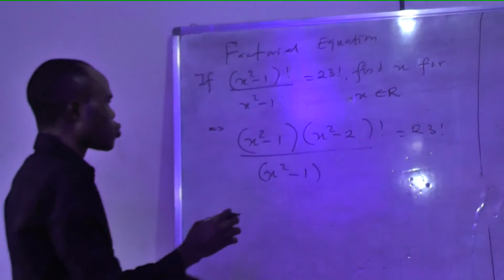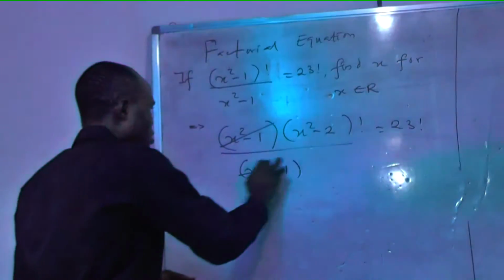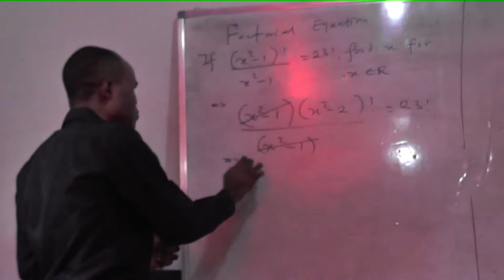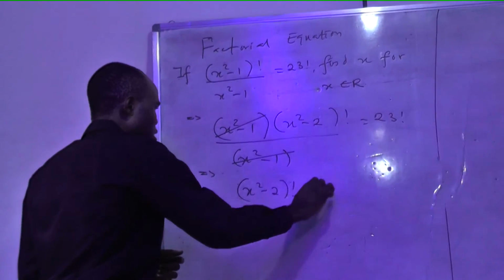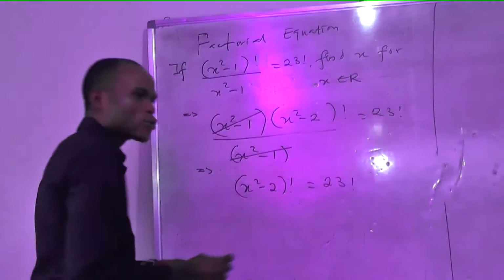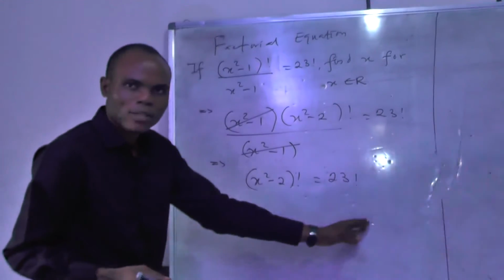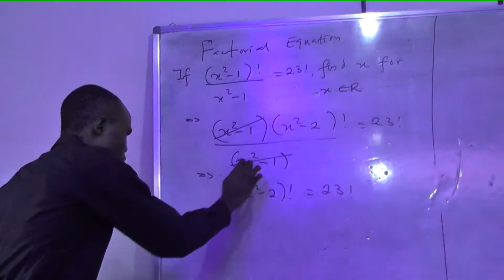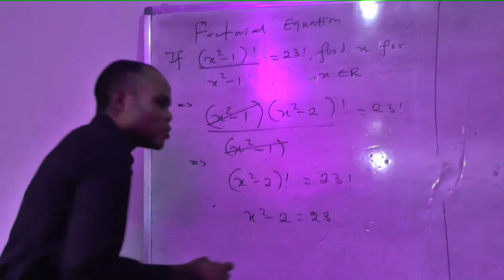Now if you look at the numerator and the denominator, you will see that x squared minus 1 is common to the two. So this x squared minus 1 will cancel out this x squared minus 1, so that we are left with (x squared minus 2) factorial equals 23 factorial. And because at the left hand side and the right hand side factorial exists, it simply means that x squared minus 2 will be equal to 23.